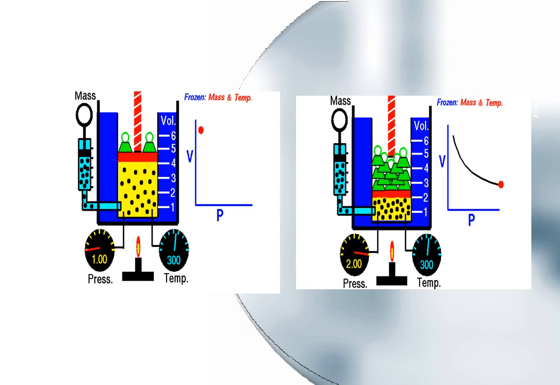Means in the first case the temperature is 300 degrees centigrade, and in the next case the temperature is also 300 degrees centigrade. But here you can see that when you increase the pressure, the volume of a gas decreases. Means there is an inverse relationship between V and P, volume of a gas and the pressure applied on a gas. When you increase the pressure, the volume of a gas will decrease, but at a constant temperature.